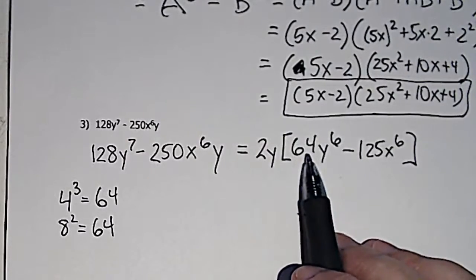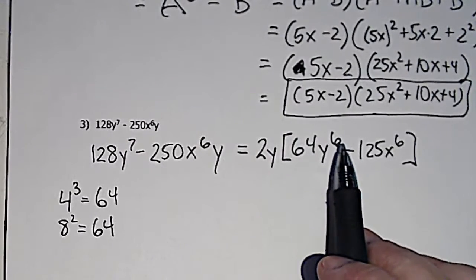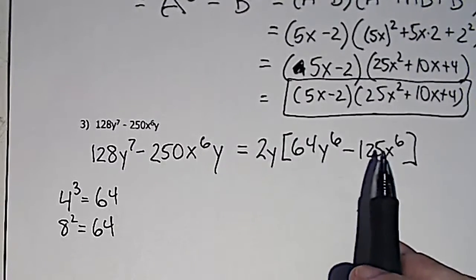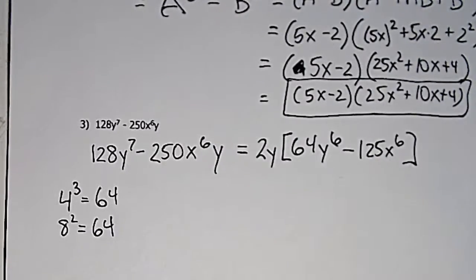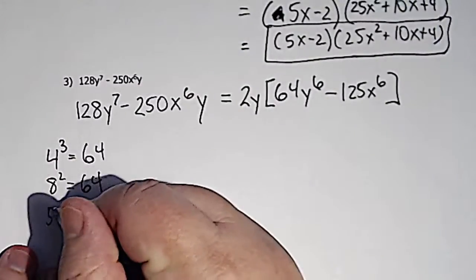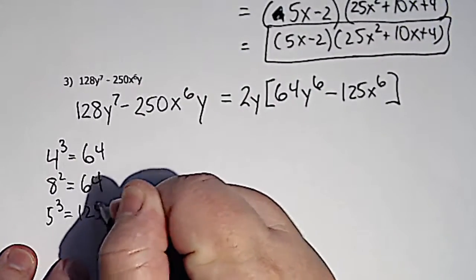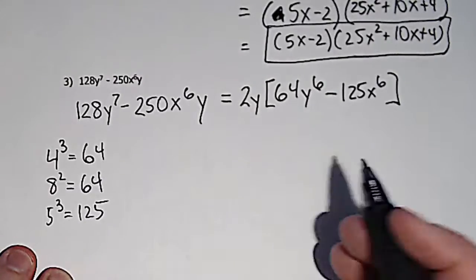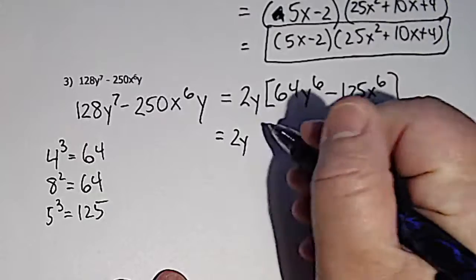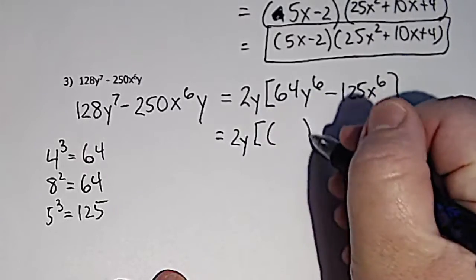So this is not obvious. y to the 6th could be a cube or a square. The important number is 125. 5 cubed is 125. So if you see the number 125, that's a cube. So we're doing cubes. Okay, 2y times the quantity.